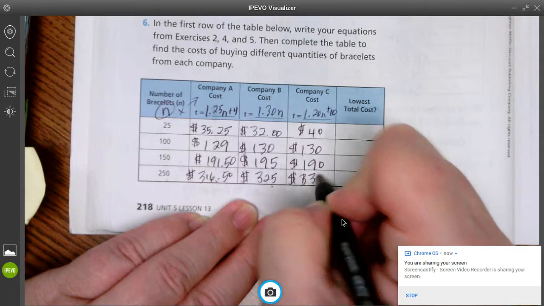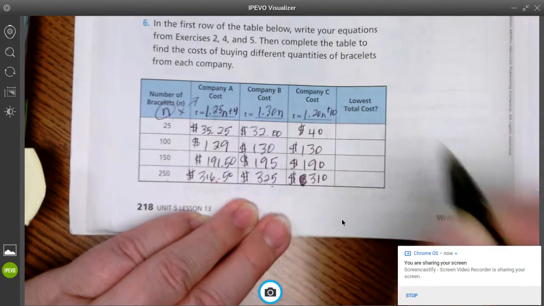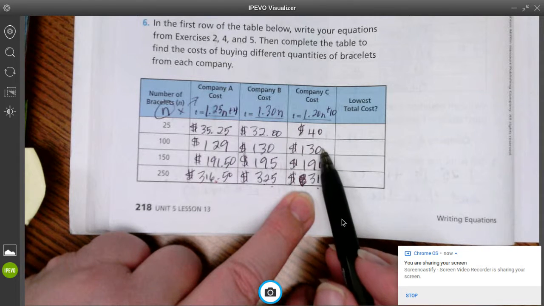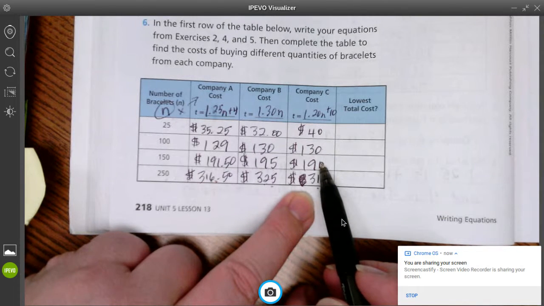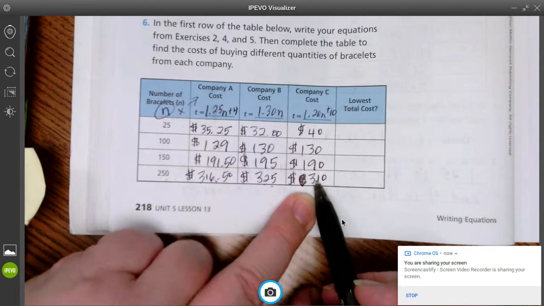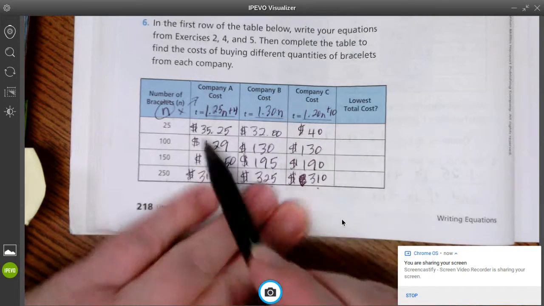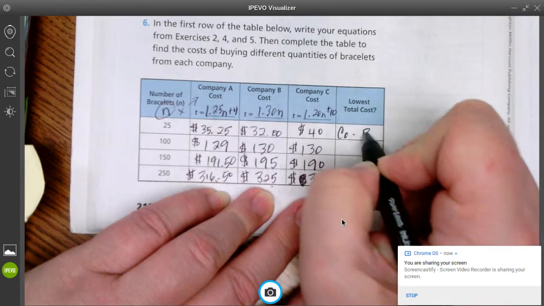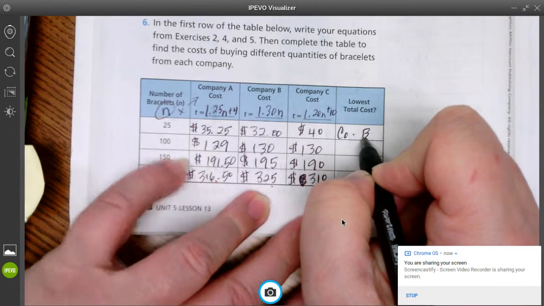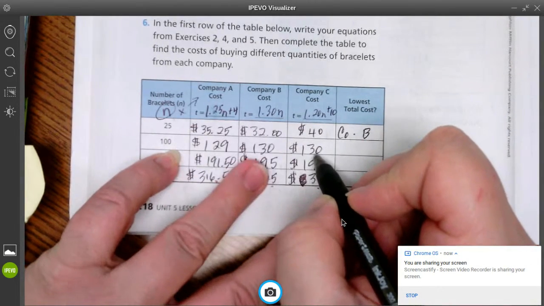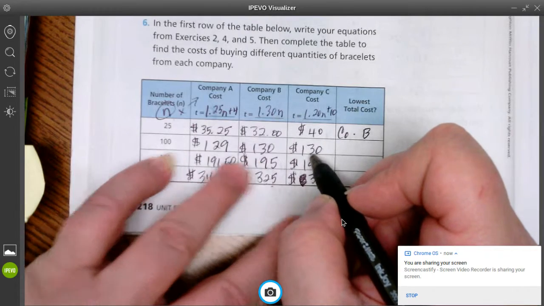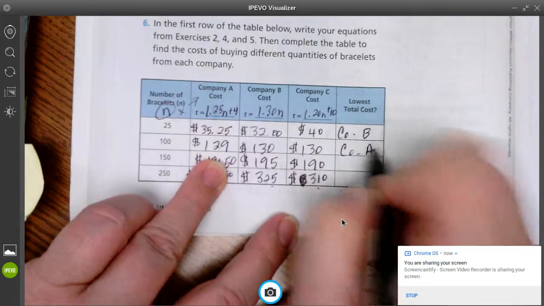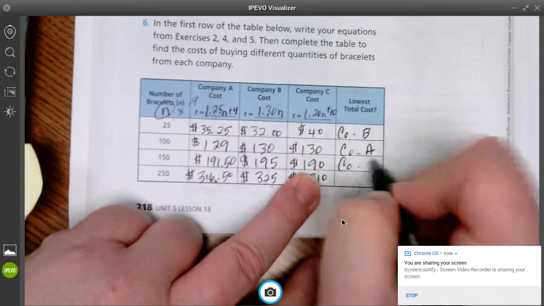Oops. $310. Now look at this one. Starts becoming cheaper once you get into the higher ranges. So for 25 bracelets, company B is actually the best deal. For 100, company A is the best deal. But then we go all the way over here to company C.